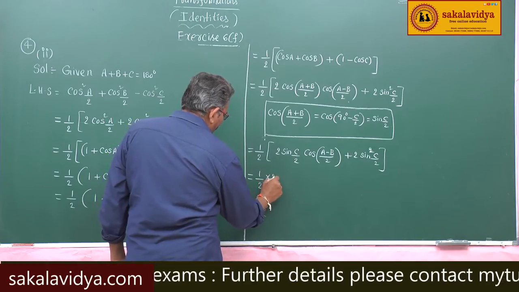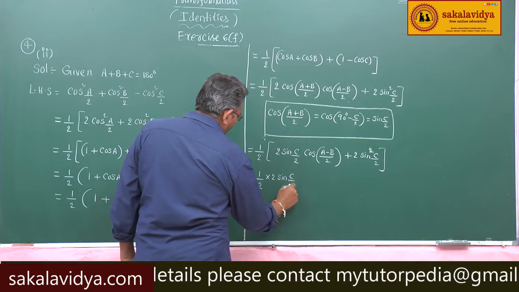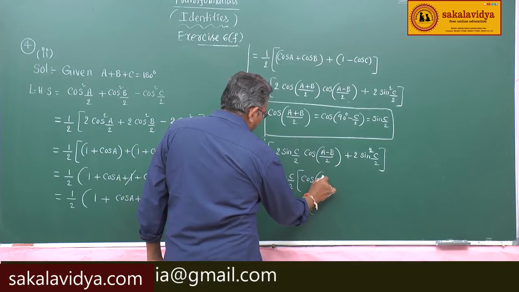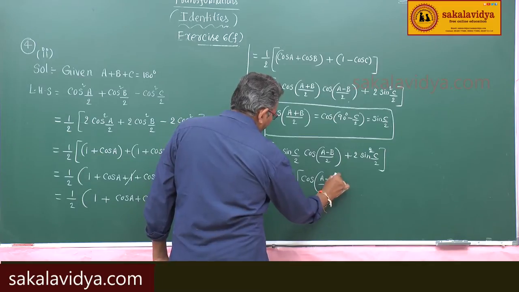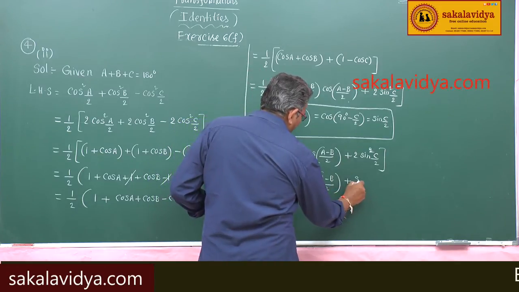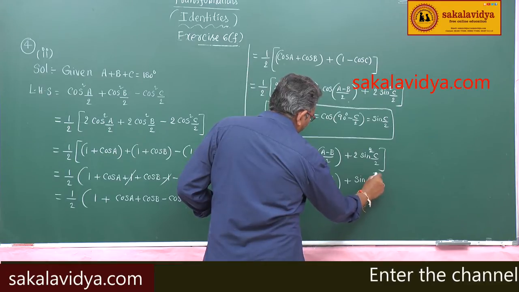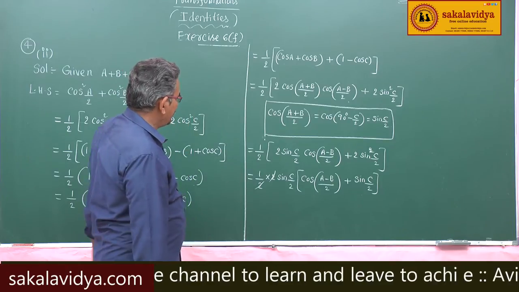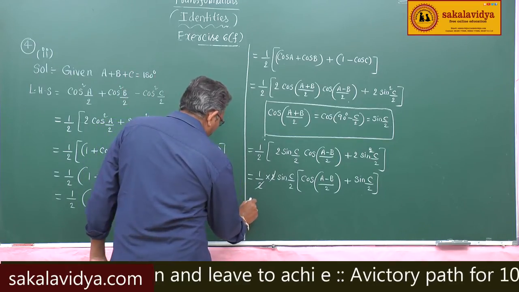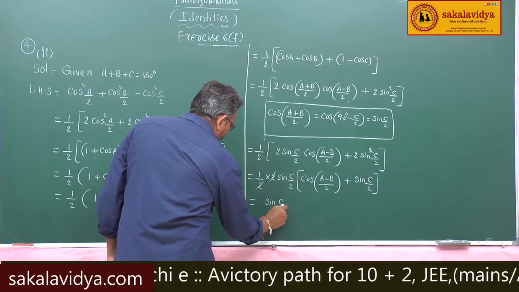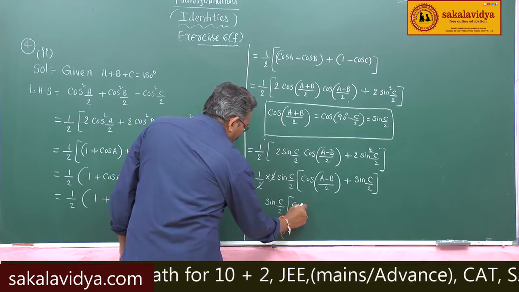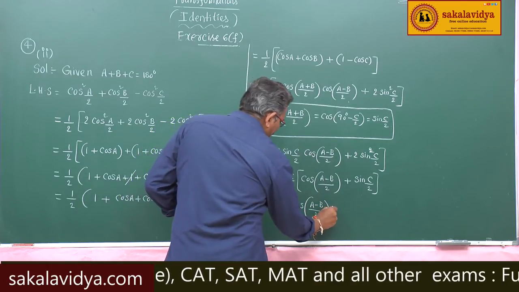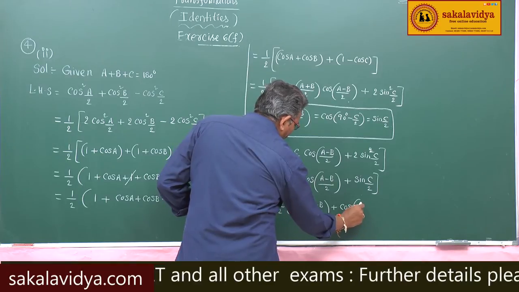So 1 by 2 into 2 sin C by 2 is common. We have cos of A minus B by 2 plus sin C by 2. So 2 2 gets cancelled. Again this sin C by 2 we can replace with cos of A plus B by 2. So sin C by 2 into cos of A minus B by 2 plus cos of A plus B by 2.